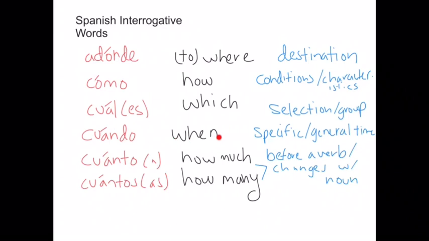Cuándo, for when. Specific or general time is what we're doing. Cuánto, cuántos. How much, or how many. Remember, because of these endings, they have to match their noun. And cuánto will be used before a verb. Remember to watch those endings.